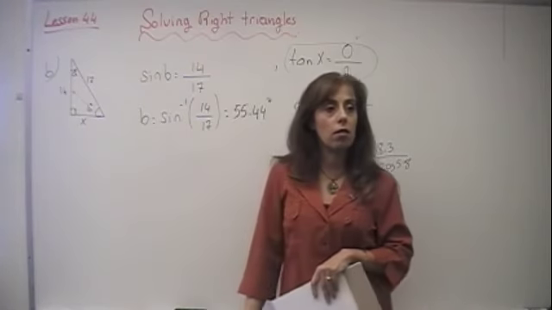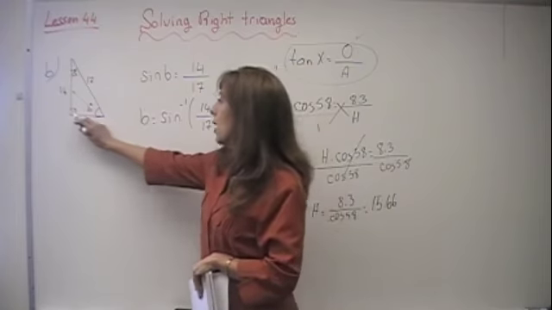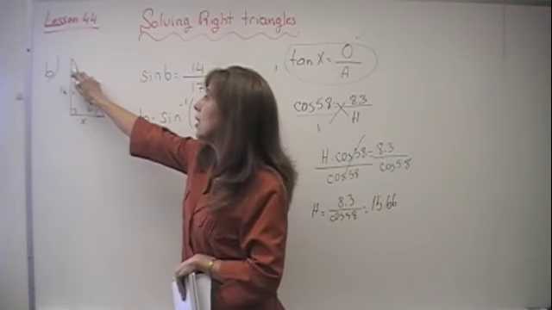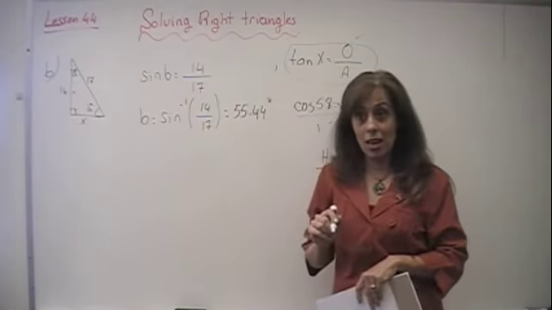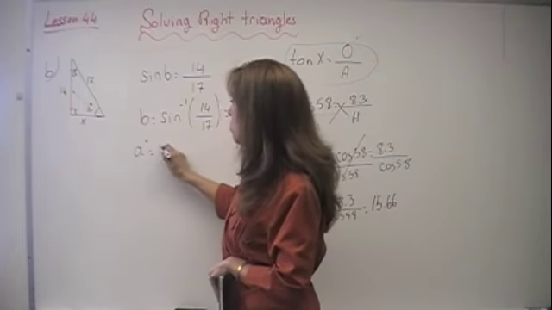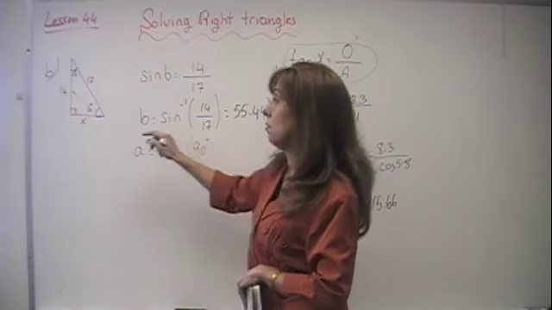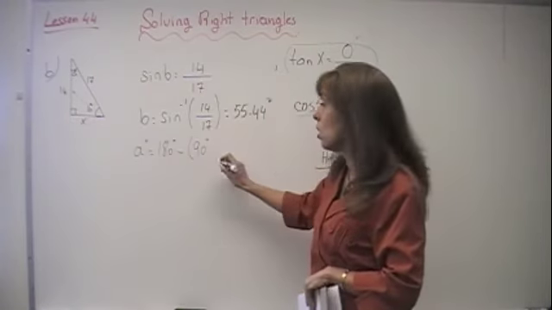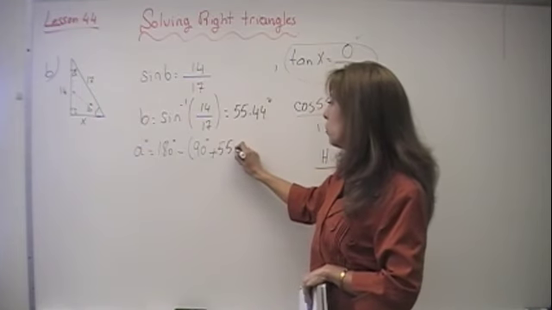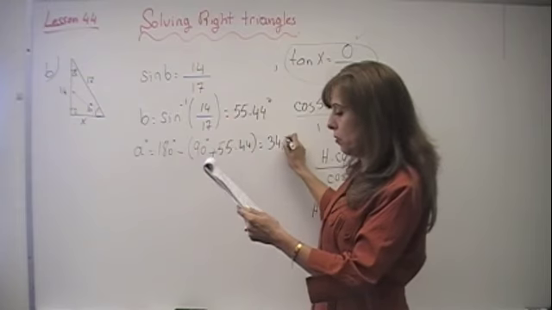How can I find angle A? What do you think? 90 degrees and I have this angle. I need A. Add and subtract from 180, exactly. So A equals 180 degrees minus 90 degrees, since it's a right triangle, minus 55.44, and your answer will be 34.56.